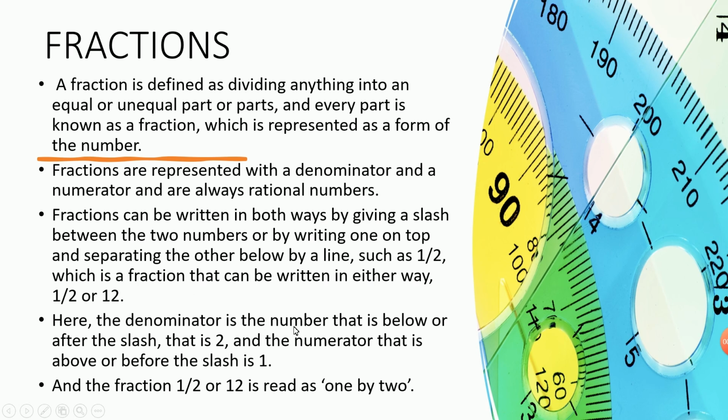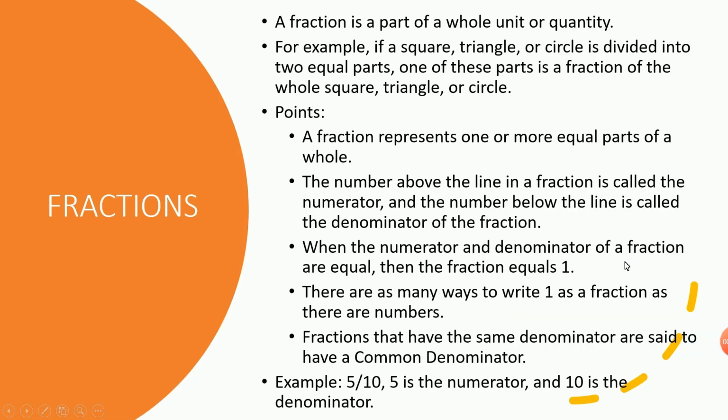Here the denominator is the number that is below. Whichever number is below the line or after the slash, that is the denominator, and whichever number is above the line or before the slash, that is the numerator. So here 1 is the numerator, 2 is the denominator. And such a fraction is read as 1/2. So like that it is being read.